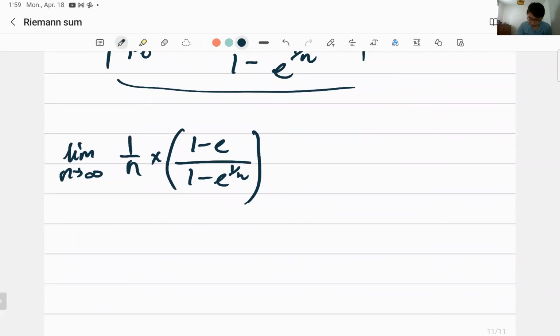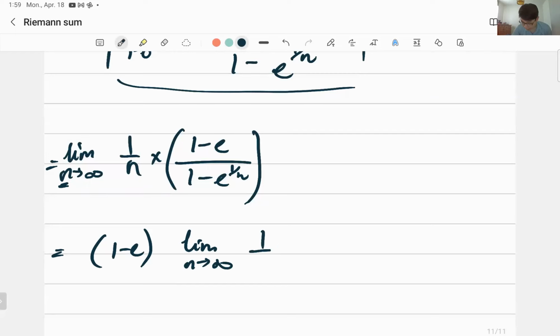And of course, the limit only takes care of n. So whatever is not n, I can bring it all out. So I can bring 1 minus e out, since the limit doesn't care about the e at all. It only cares about n, right? Anything that has n, so limit n to infinity, 1 over n times... oh, sorry, not 1 minus e anymore. So it'll be 1 minus e to the power 1 over n.